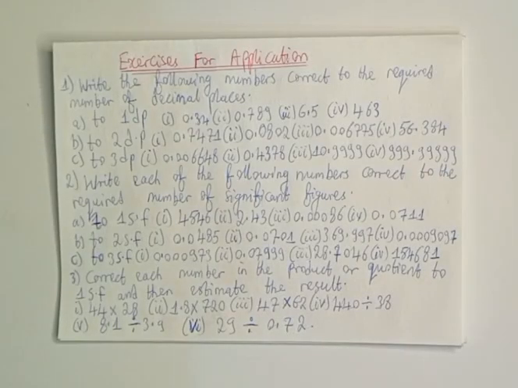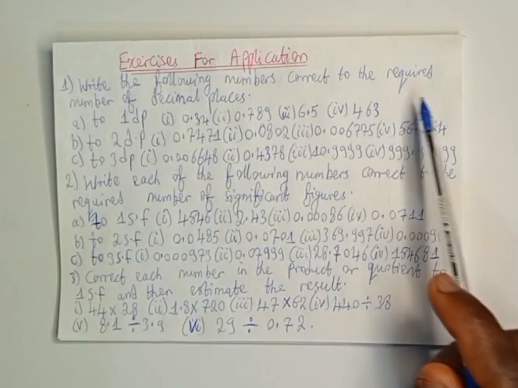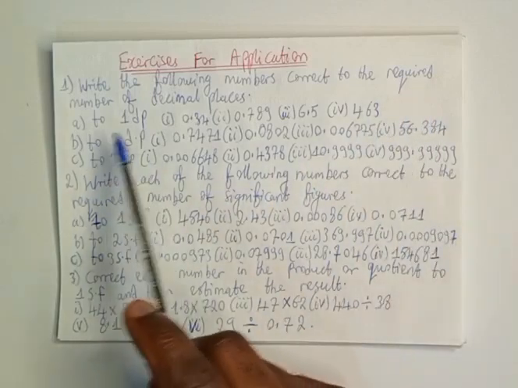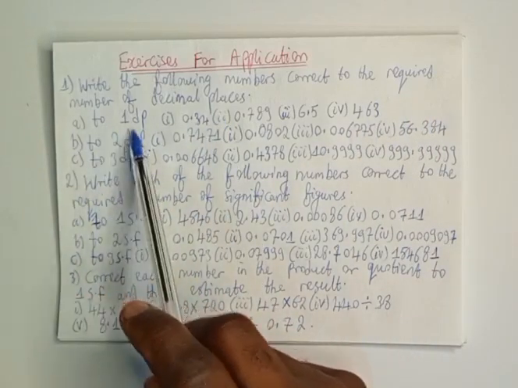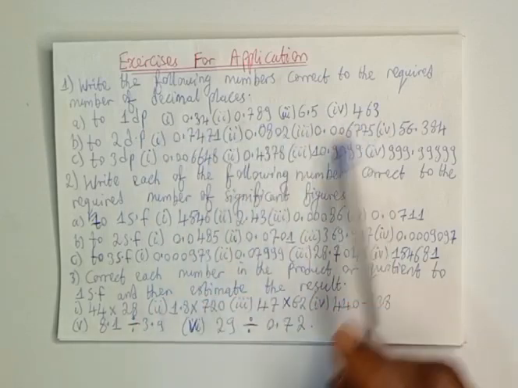We are to correct the following exercises for application on performing approximations to a given number of decimal places or a given number of significant figures, and how to perform estimations. Question 1. Write the following numbers correct to the required number of decimal places for question A to 1 dp. We have the following numbers.